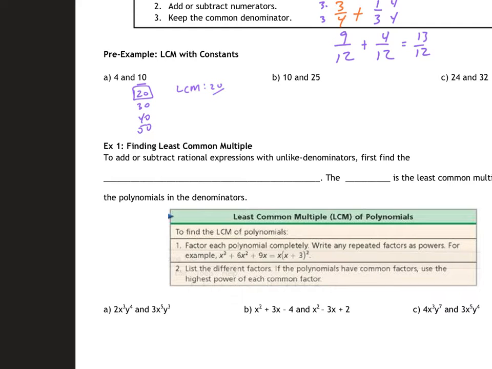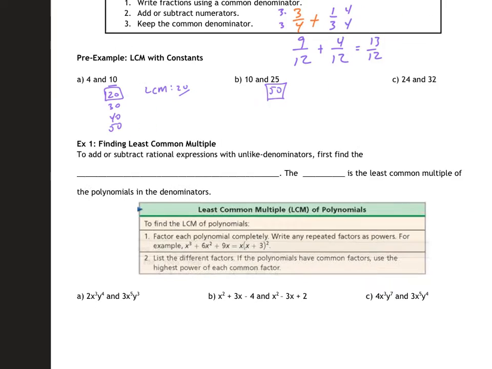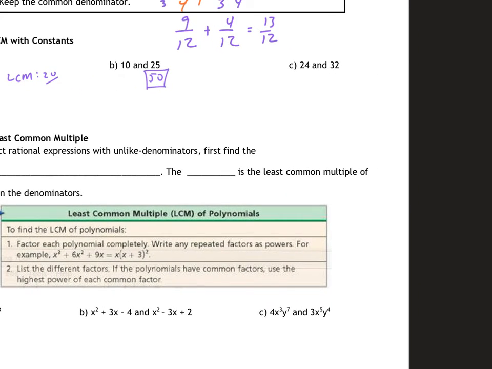Nice and simple. Same thing here, 25, 50. 10 doesn't go into 25. 50 would be my least common multiple. Cool? 24 and 32. So 32, 64, doesn't work quite yet. 96, there we go. So take your biggest number, start writing out the multiples of that, and the first number you come across that the other number divides into, you are good to go.